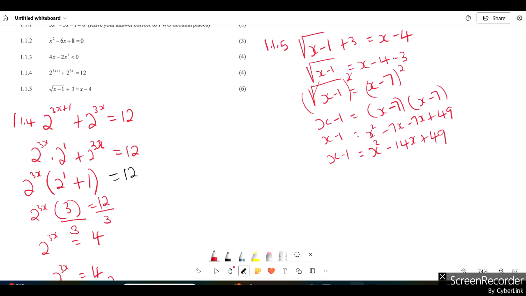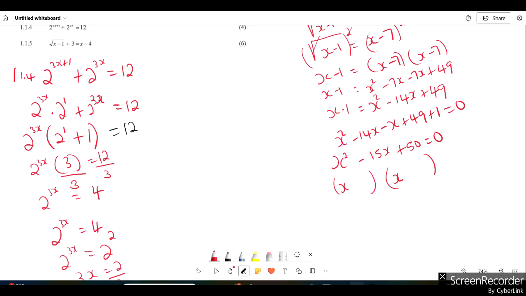So what I'm going to do here, guys, I will take this to the other side. Here I'll be left with 0. It's going to be x minus 14x; when this comes to this side, it's going to be minus x plus 49. When this negative 1 comes to this side, it's going to be positive 1 equals 0. So x squared minus 15x plus 50 equals 0. From here, I will factorize. I will have x and I will have x.